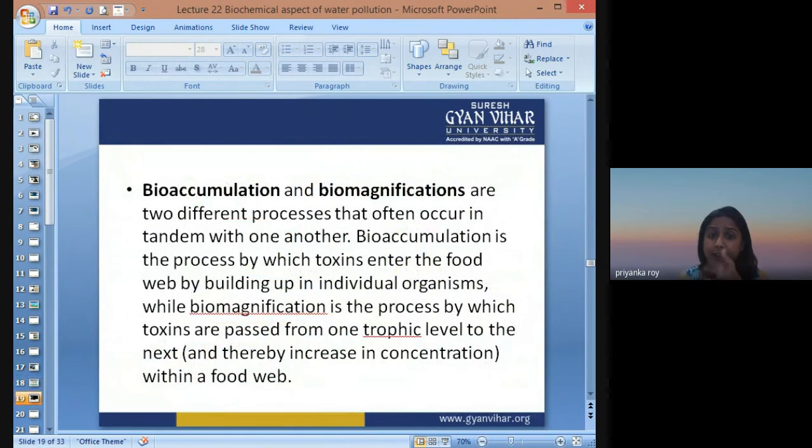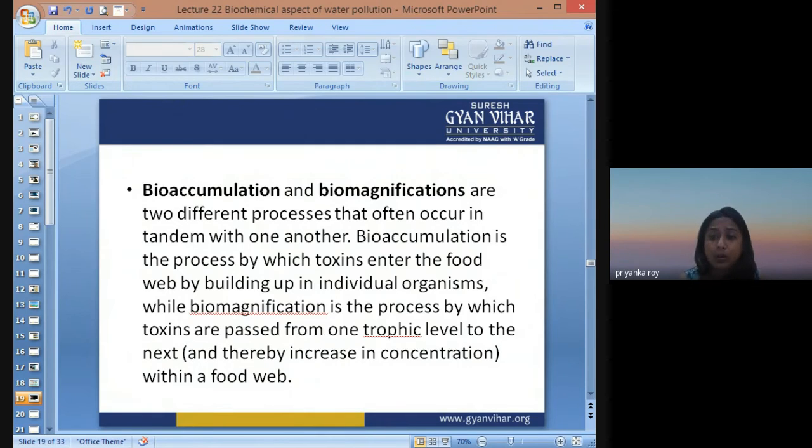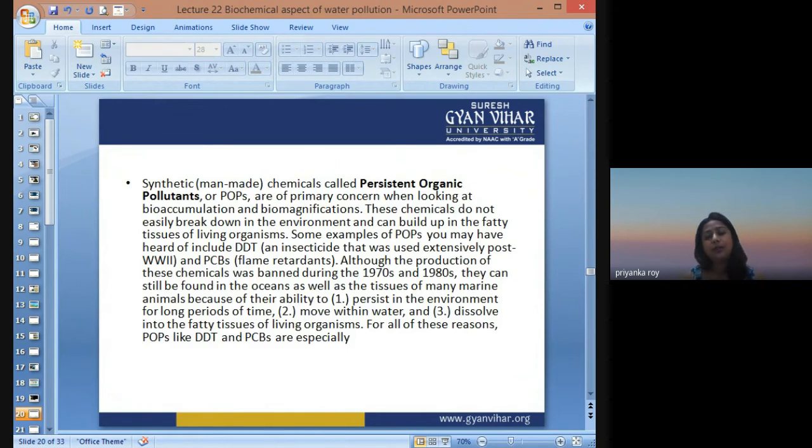Bioaccumulation and biomagnification are two different processes that are often confused with one another. Bioaccumulation is the process by which toxins enter the food chain or food web by building up in individual organisms, while biomagnification is the process by which the toxins are passed on from one trophic level to the next trophic level, increasing the concentration of the pollutant.